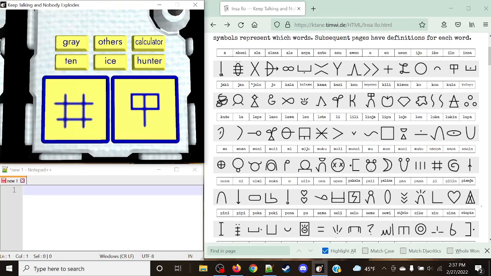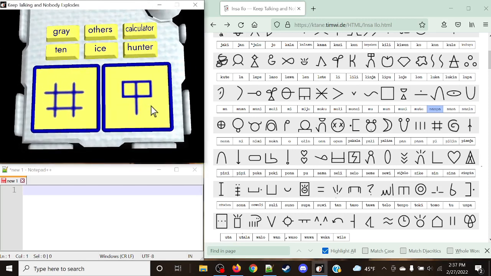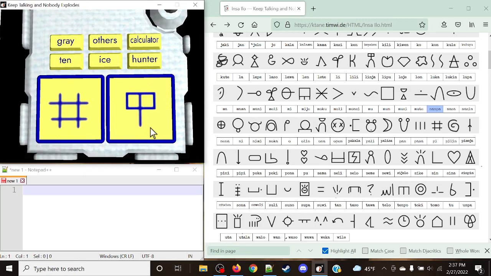Immediately, we can describe this one on the left as sort of like a tic-tac-toe board. That's pretty straightforward. Let's try and find that, which is going to correspond to nanpa. And this one on the right side, how do I describe this one? It reminds me of something from Legend of Zelda, like Twilight Princess or something like that.